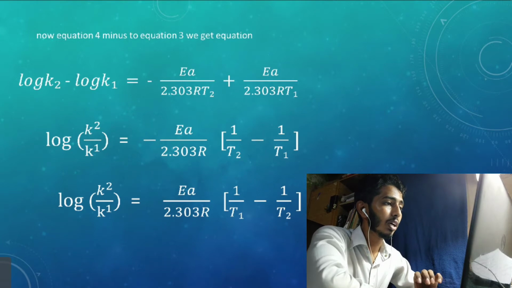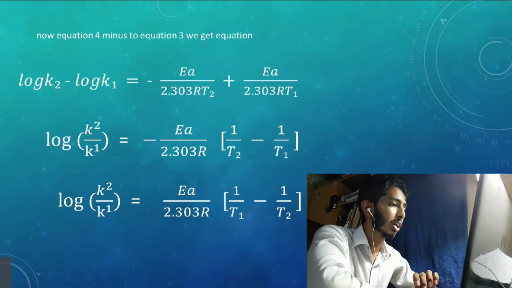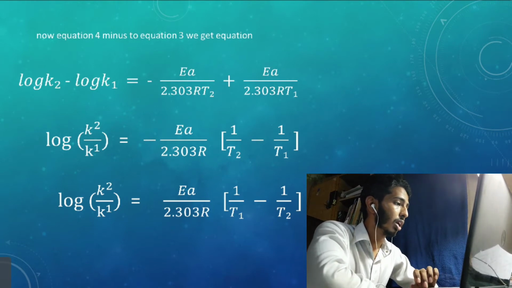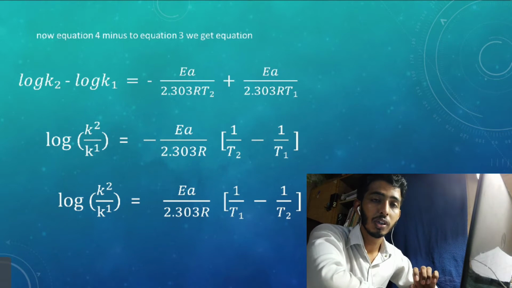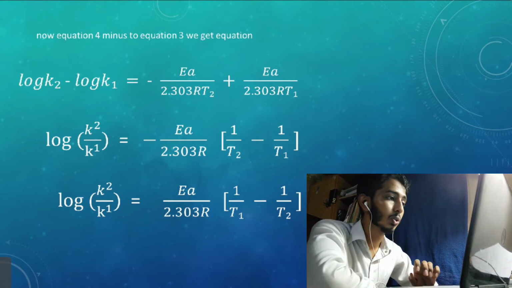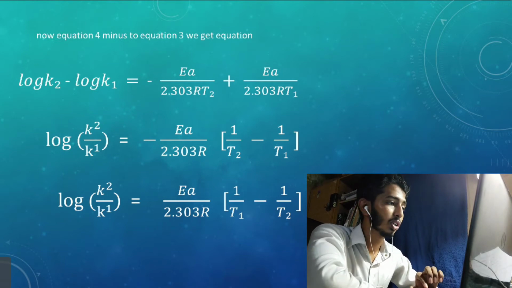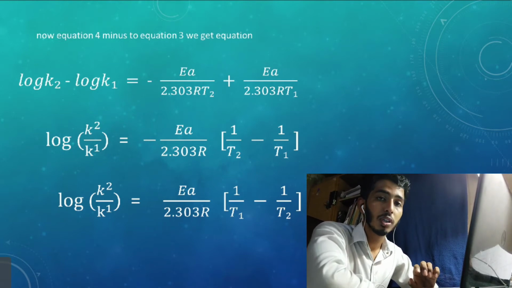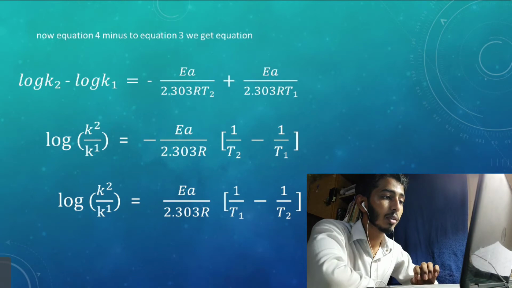Then we will change the temperature terms. Then we will get the final form of the Arrhenius equation. The final equation is log of k2 upon k1 is equal to Ea upon 2.303 R into the bracket 1 upon T1 minus 1 upon T2.